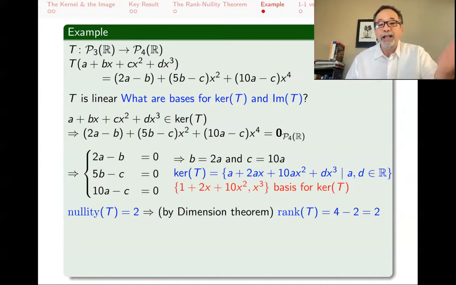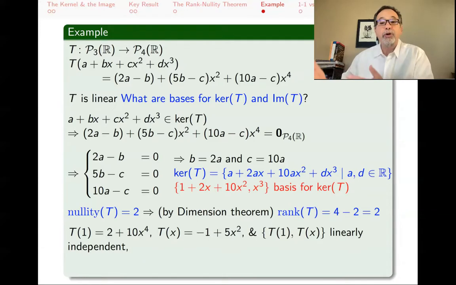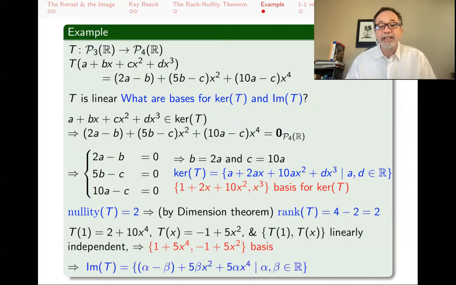And you could go and find the basis for the image in the way we would have done it before the dimension theorem. Or you could say, well, look, send 1 over, see what you get. You get 2 + 10x⁴. Well, that's in the image. Send x over, and you get something else in the image. And notice that they're linearly independent. And if they're linearly independent, then there are 2 of them, and I already know that the dimension is 2. I already know that this is a basis. And because it's a basis, I can write the image of T in this streamlined fashion.